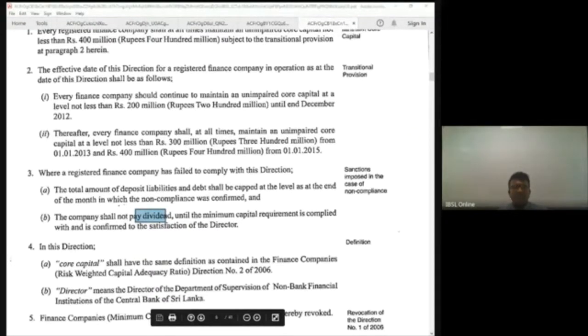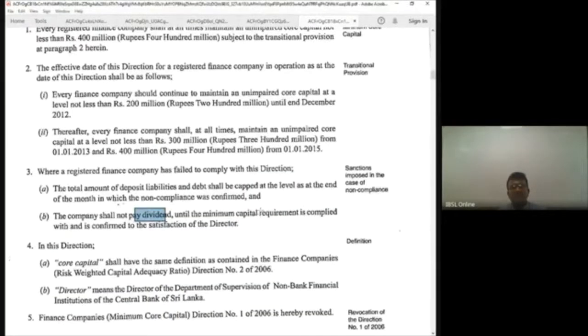A finance company, after taking a massive risk in lending, would not worry much about the risk undertaken, but would pay dividends. Why? The dividends are coming out of the contribution from depositors. Depositors have contributed a very good amount, say 95% or 90%. Right. In this direction, core capital shall have the same definition as contained in the finance company's risk-weighted capital adequacy ratio. Right. So the Director means the Director of the Department of Supervision of NBFIs.